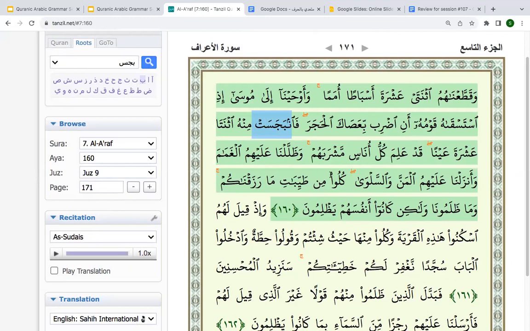Imbajasat. Imbajasat, right? So Hamzatul Wasl is added. Noon is added, a Zaida letter. Ba, Jim, Sin are the root letters. And what is the purpose of this ta? Is it for the Tanisul fail? Tanisul fail. Do you see any outside doer again? Right? Isnata. And this alif is a sign of rough status in this word. I hope this is clear.